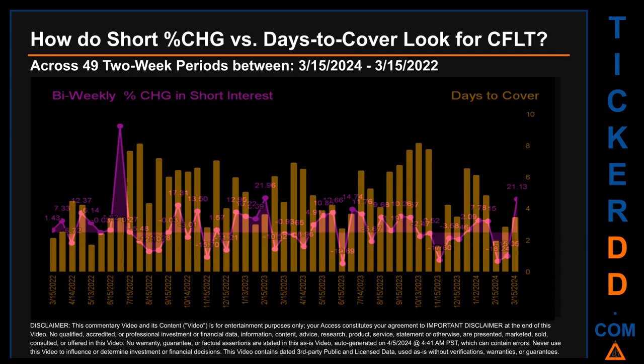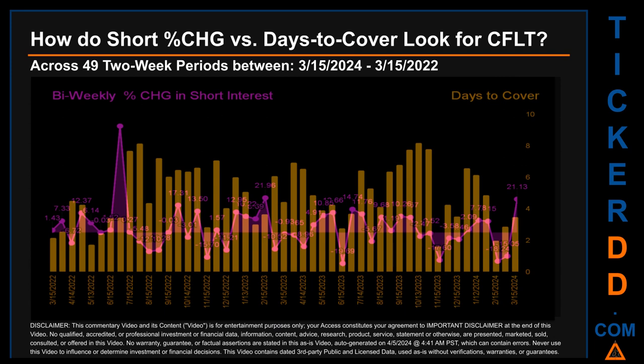Zooming out, I looked across 49 2-week snapshots, from latest found, March 15, 2024 to oldest found, March 15, 2022. In the graph, I overlaid bi-weekly percentage change in short interests against days to cover. Across these 49 2-week snapshots, the average percentage change of short interest was about 2.68%.